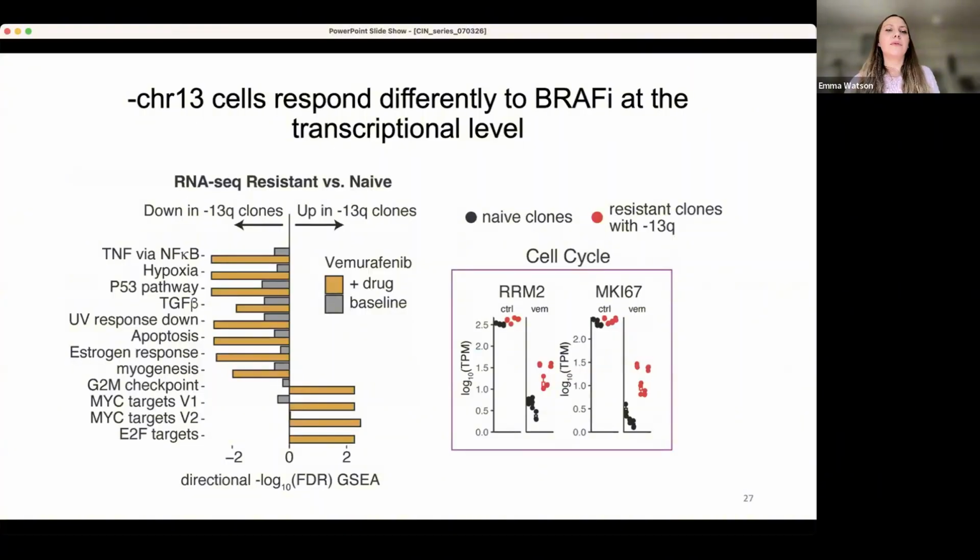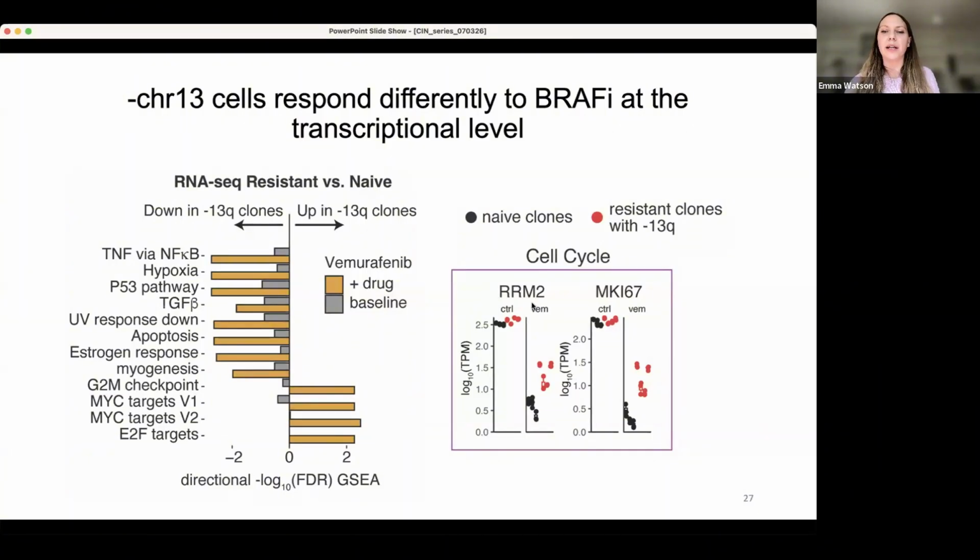So we found that loss of chromosome 13 cells respond fundamentally differently to BRAF inhibitor at the transcriptomic level. Here I'm showing you on the left some gene set enrichment analysis comparing -13 clones to the wild type parental under baseline or plus vemurafenib conditions. Under baseline conditions, there's not really a huge amount of difference between the -13 cells and the wild type cells. You really see a large difference only when you add the drug. And we see relative downregulation of some stress pathways and relative upregulation of pro-growth signaling pathways.